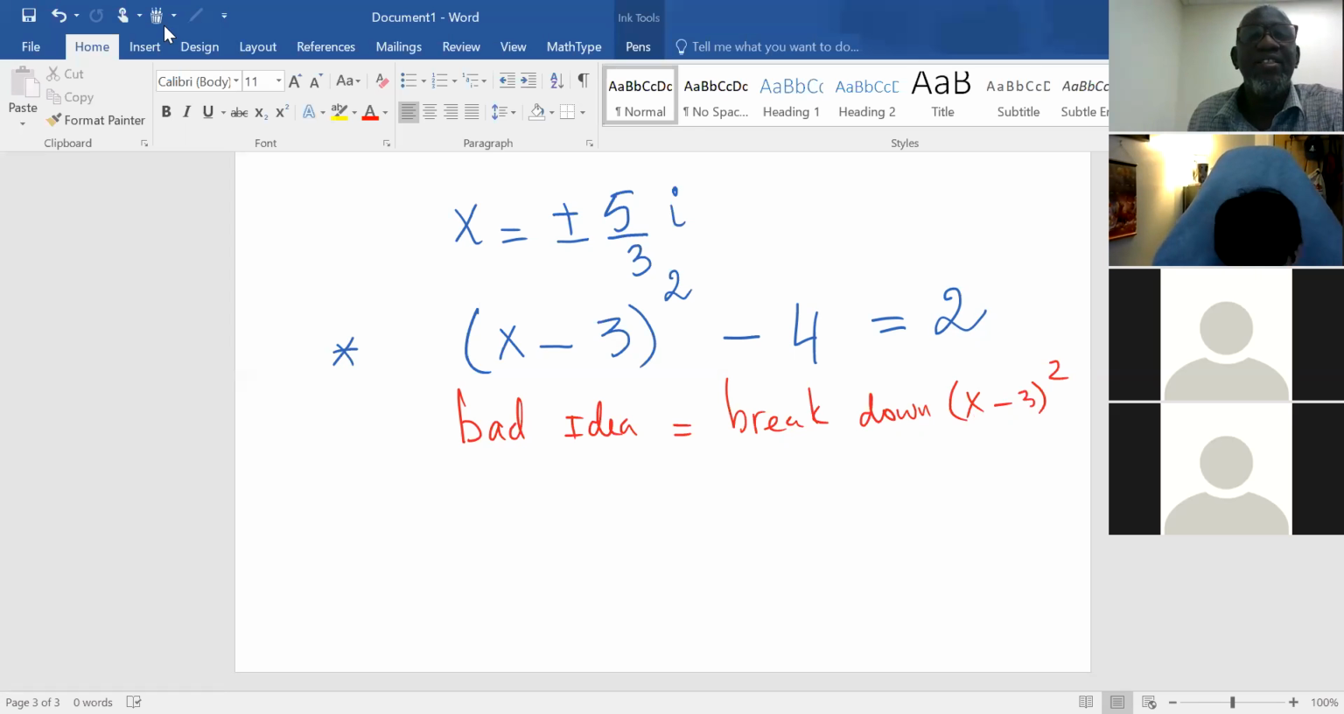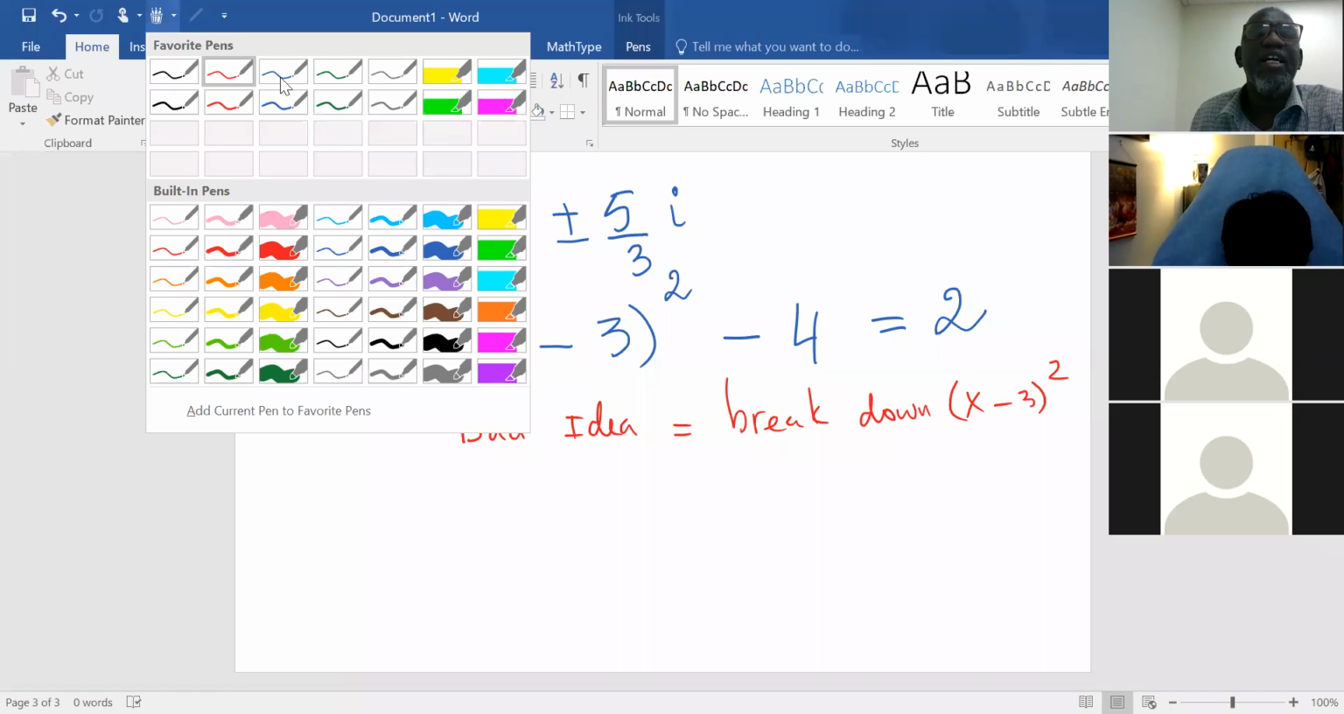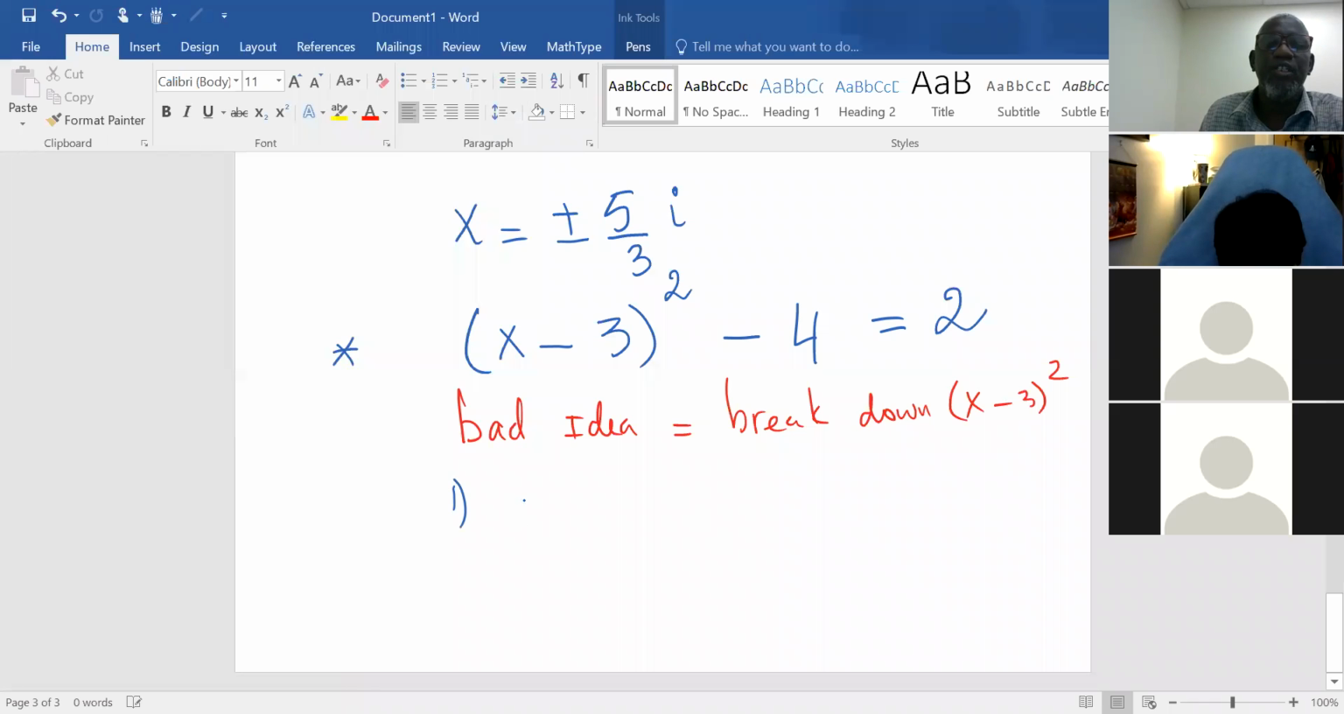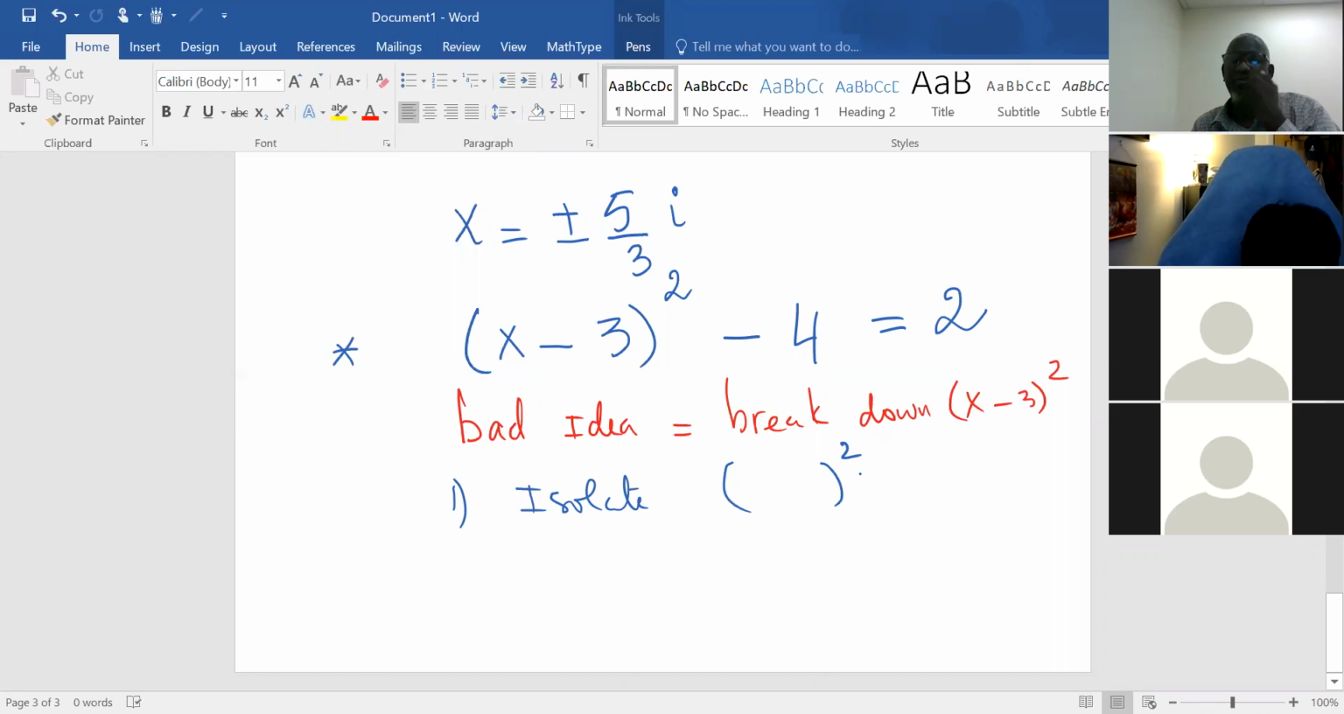So what is a good idea? A good idea is to get the squares by themselves. Isolate the square first, right? Get it by itself. Of course, to do that, what do you have to add on both sides? Add the 4. We do 4 here, we do 4. So we get x minus 3 all squared is equal to what?